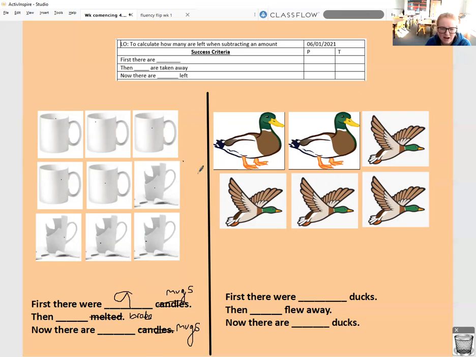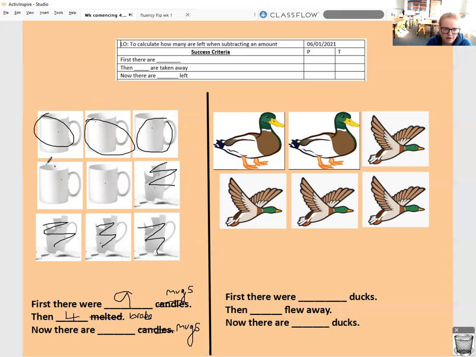Then, how many of these mugs are broken? That one, 1, 2, 3, 4. Then 4 broke. How many mugs are left? 1, 2, 3, 4, 5. Now there are 5 mugs left.